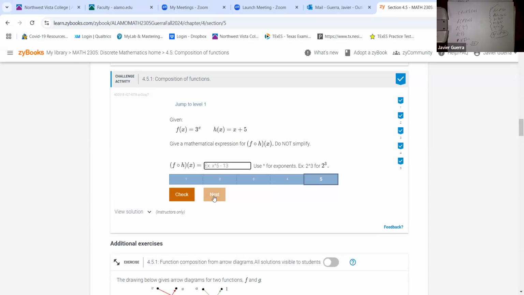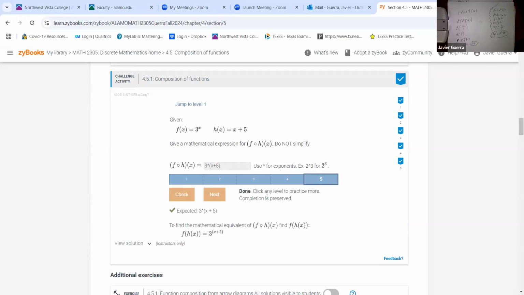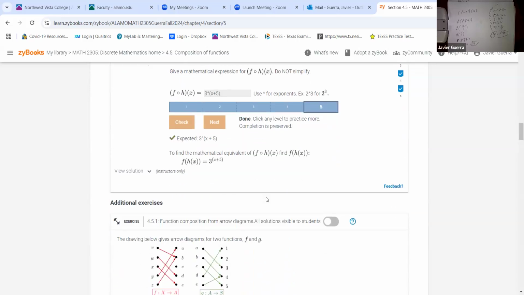Give a mathematical expression for f composed with h. Okay, so here's the h. I'm plugging it into the f. That should be 3 to the power of x plus 5. Cool.